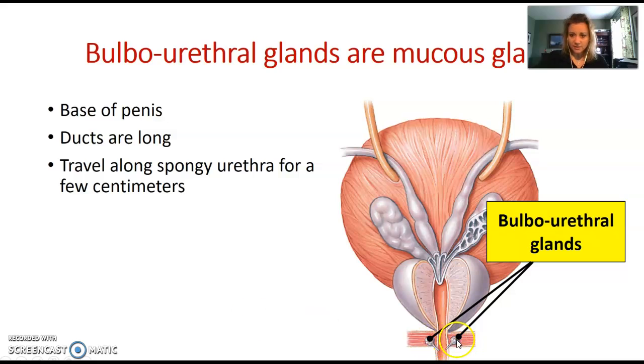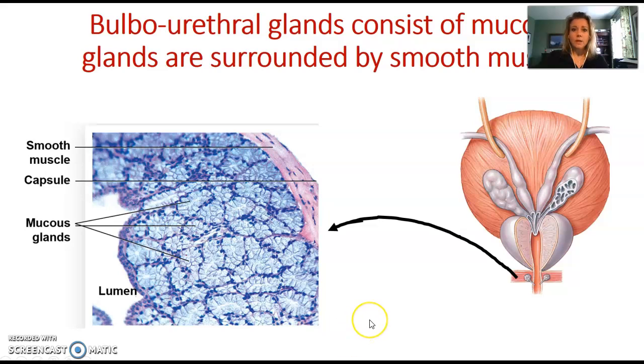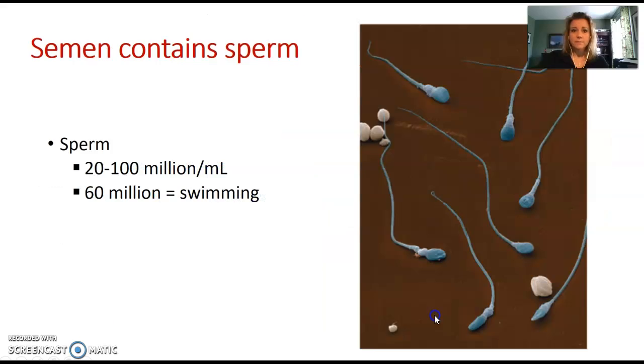So these glands are found at the base of the penis, and these glands are going to empty into the spongy urethra. It's this portion here, like in between these little layers of smooth muscles, this tiny portion here, that's called the membranous urethra. And then this is a cross section of the glands that are inside of that bulbo-urethral gland.